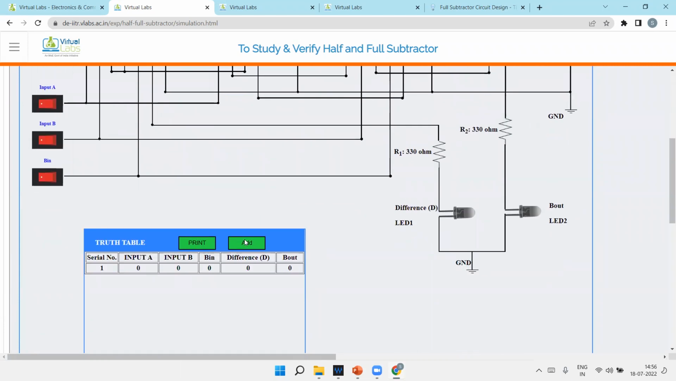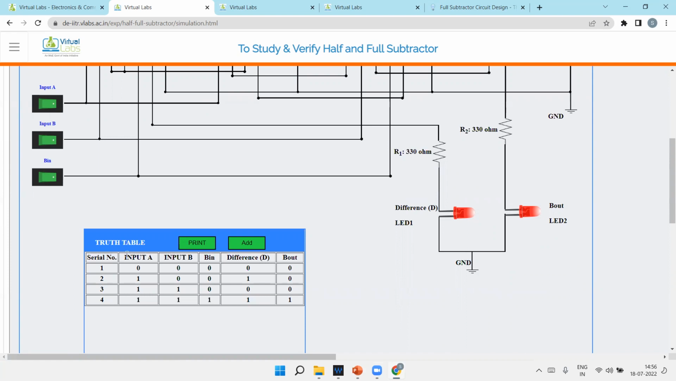That means the difference is 0 and the borrow is also 0. I'm clicking on input A, which means the input is 100. For 100, the difference is 1 and the borrow is 0, so the first LED is glowing. When I click on B as well, 1 minus 1 is 0, and 0 minus 0 is 0, so both are off. Now I'm clicking on the third also: 1 minus 1 is 0, 0 minus 1 means the borrow is 1 and the difference is also 1.